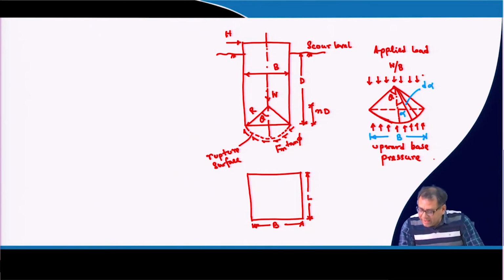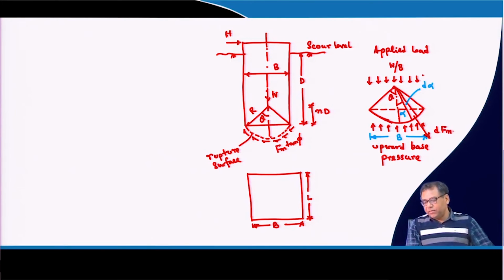Okay. And as I mentioned, there will be a vertical force along the rupture surface. So, that vertical force for this particular small segment is dFn. So, this vertical force is basically perpendicular to that rupture surface. So, these are the forces acting on this small segment.